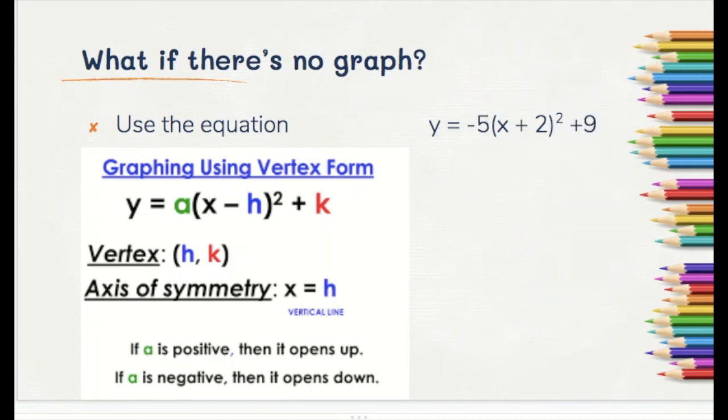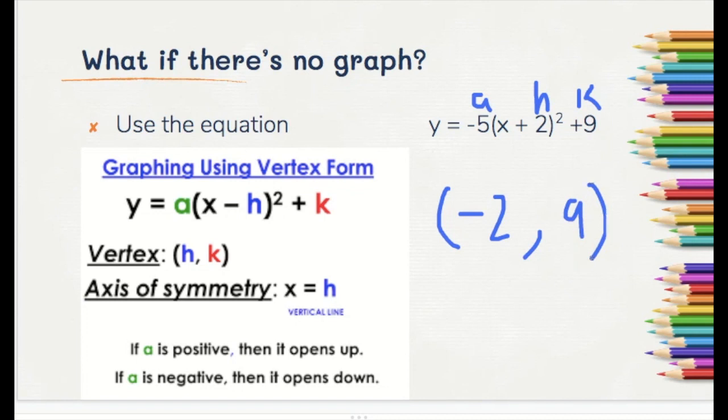Here's another example. What is a, what is h, and what is k? A is -5. H here, be careful because it's plus sign when it's supposed to be negative in the equation. So it's going to be -2. And k is 9. All right, so let's find the vertex. Vertex is (h, k), h is -2, and k is 9.